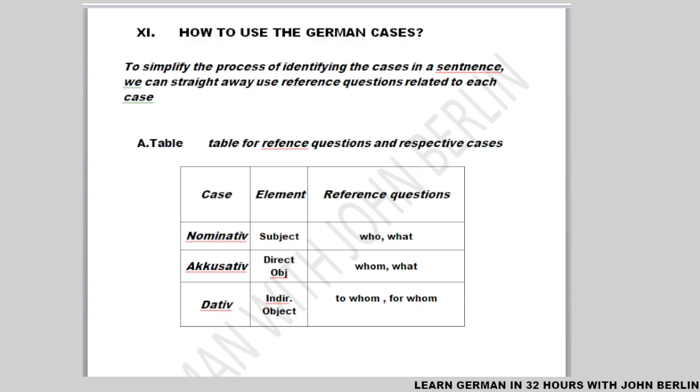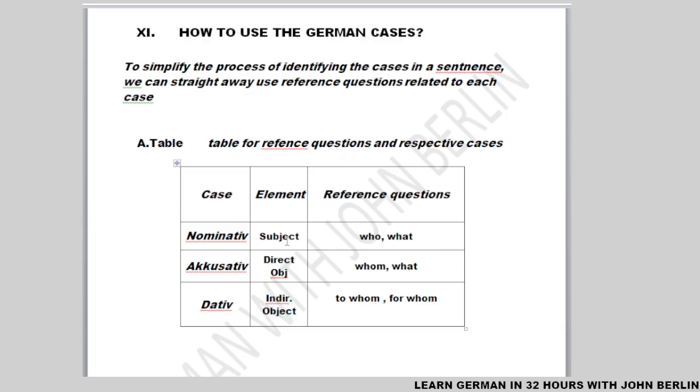In the last lesson, we had learned the three German cases: Nominative, Accusative, and Dative. And in today's lesson, we'll continue and further understand how to use the German cases and recollect what we learned in the last lesson. So, to begin with, we had learned nominative case is also known as the subject in English, and the questions are who and what. Accusative case is a direct object, and the questions are whom and what. And dative case is the indirect object, the questions are to whom and for whom.